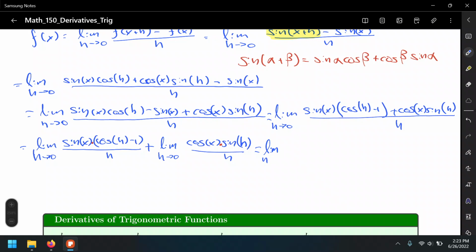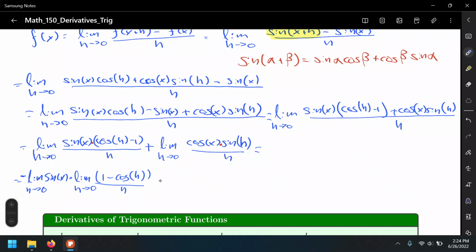Well, actually, let me go over here. I don't think I'm going to have enough space. So limit of sine of x as h approaches 0 times... Notice in this case, what I'm going to do is factor the negative from here. I'm going to write a negative in the front and write this as the limit of 1 minus cosine of h over h as h approaches 0.